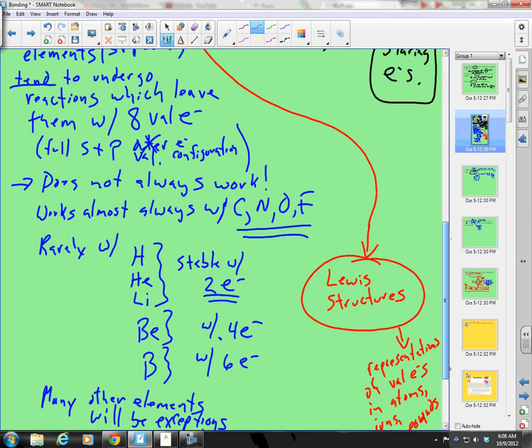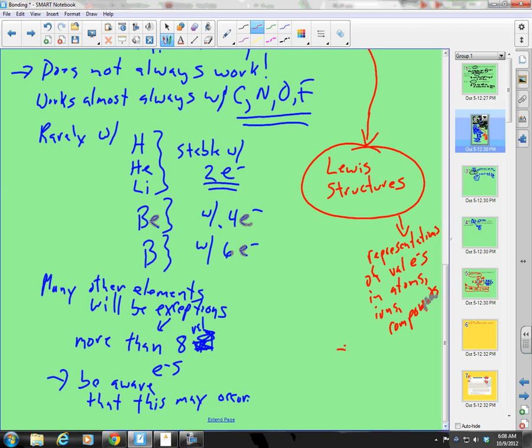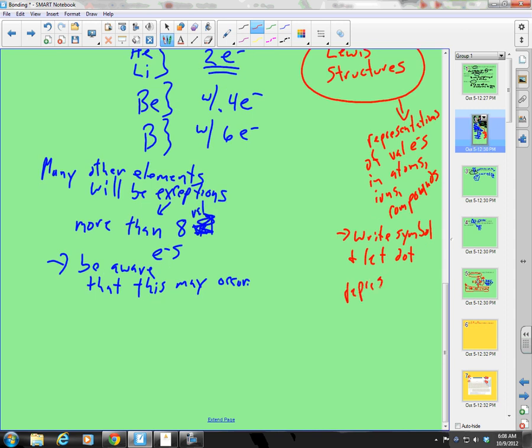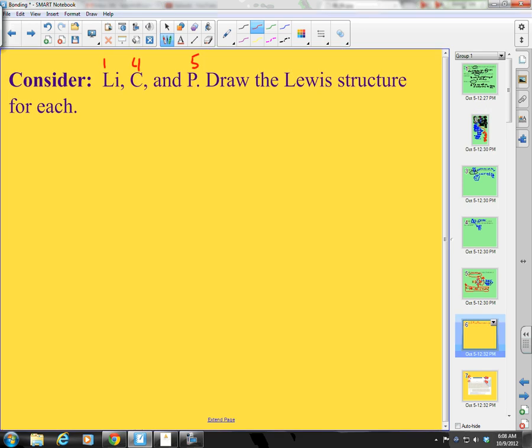Well, we're going to write the symbol, and then let dots represent valence electrons. Now, we usually put no more, not always, but usually no more than 2 electrons per side of the element. When we write the element, it will have 4 sides. Here we go. Lithium, right? It has 4 sides. There's a side here, here, here, and there. And so we wouldn't put more than 2 electrons on any one side when we're dealing with this.